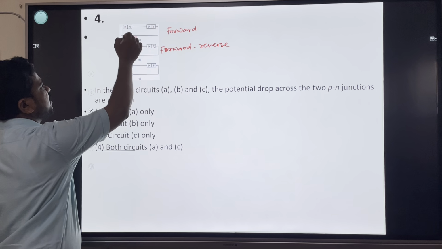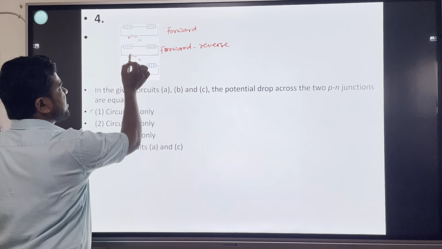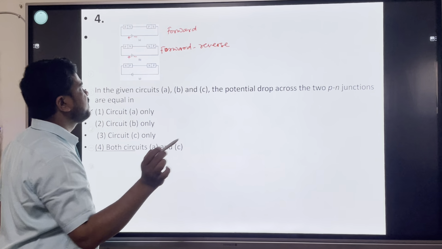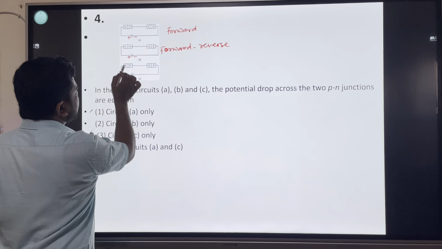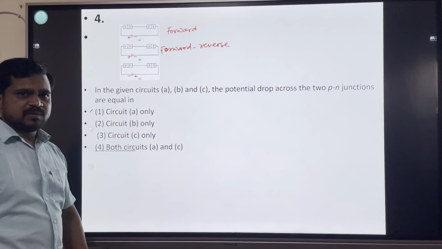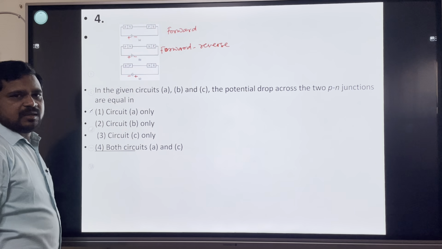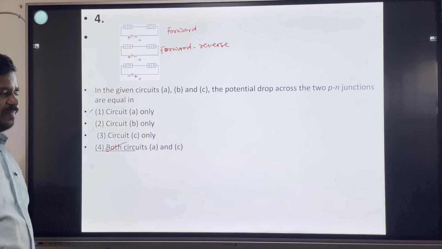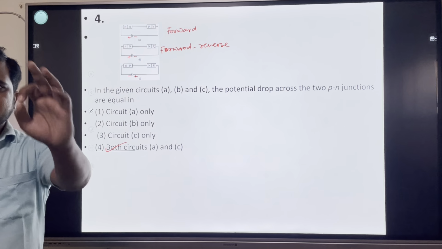In diagram A, both PN junctions are forward biased. In diagram B, first one is forward bias, second one is reverse bias. Now in the third diagram, the negative terminal is connected to the N region and the positive terminal to the P region, so both are forward bias. This means diagrams A and C have equal potential difference. Option number 4: both circuits A and C have equal potential difference.